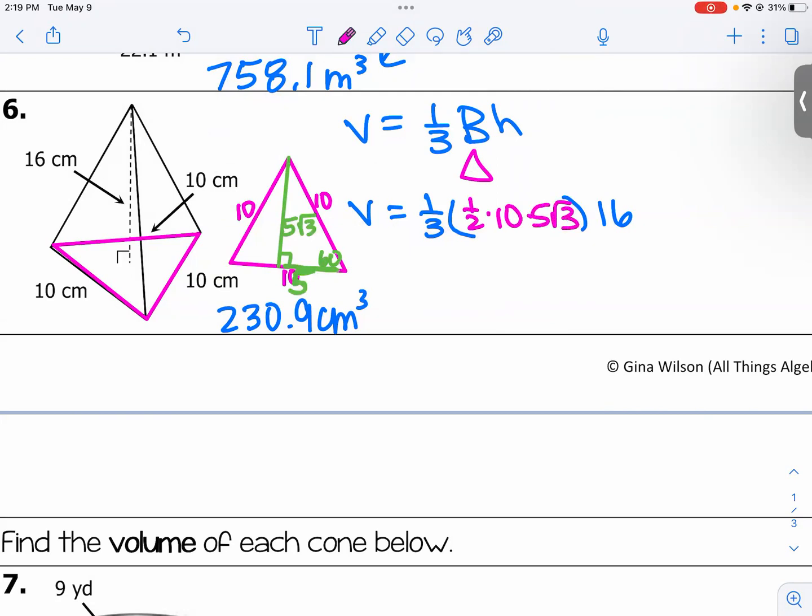Hey guys, we still haven't talked about cones yet. The more you talk, the more time you waste and the less time we have to talk about cones.